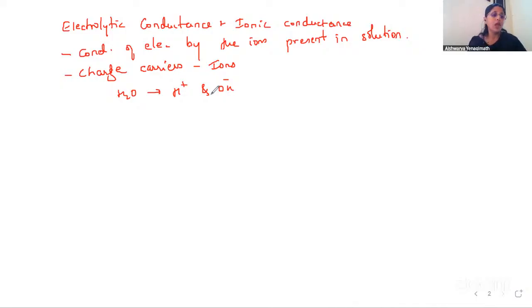Okay, fine. Now, if you add an electrolyte to this, an electrolyte meaning any salt, let me say I will add NaCl. So if you add NaCl, what happens? How does NaCl dissociate? It dissociates as Na plus and Cl minus. So these Na plus and Cl minus ions get into the solution, and we can see conductivity will increase.